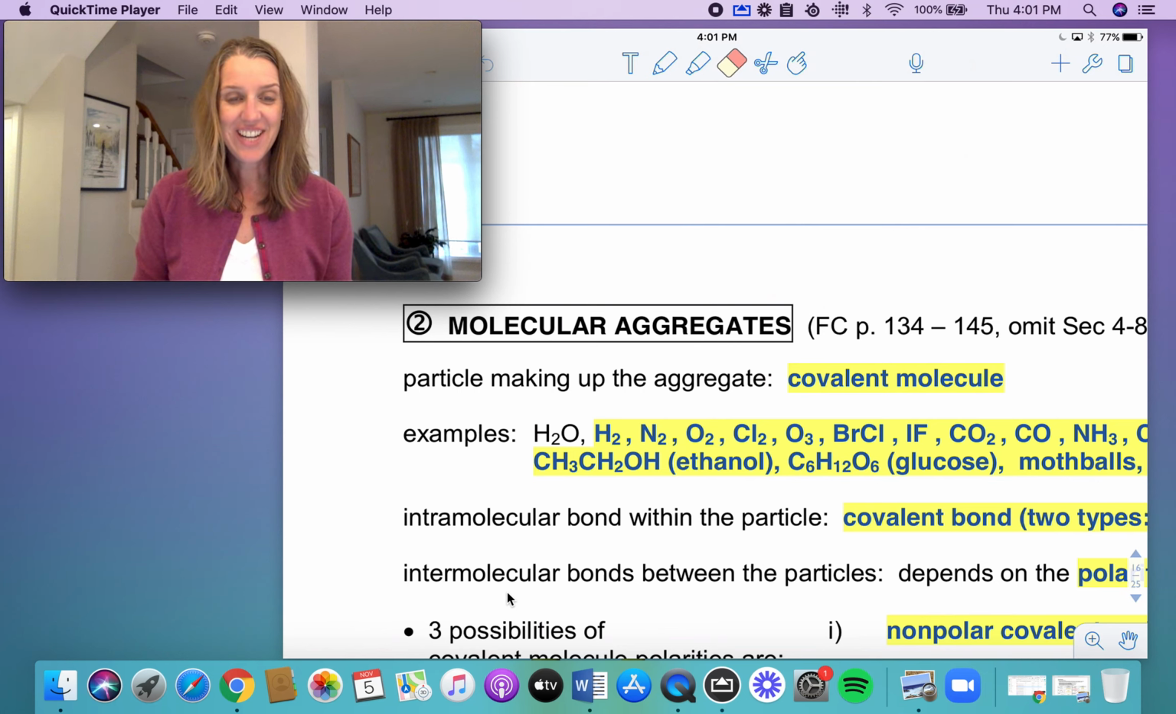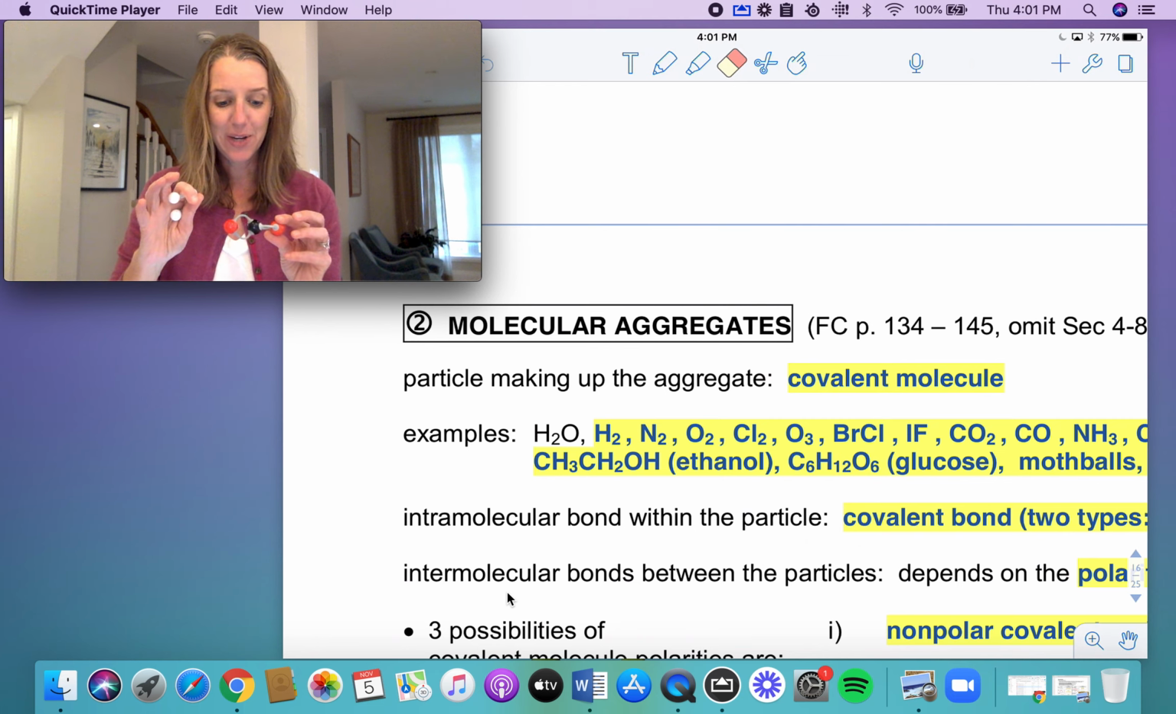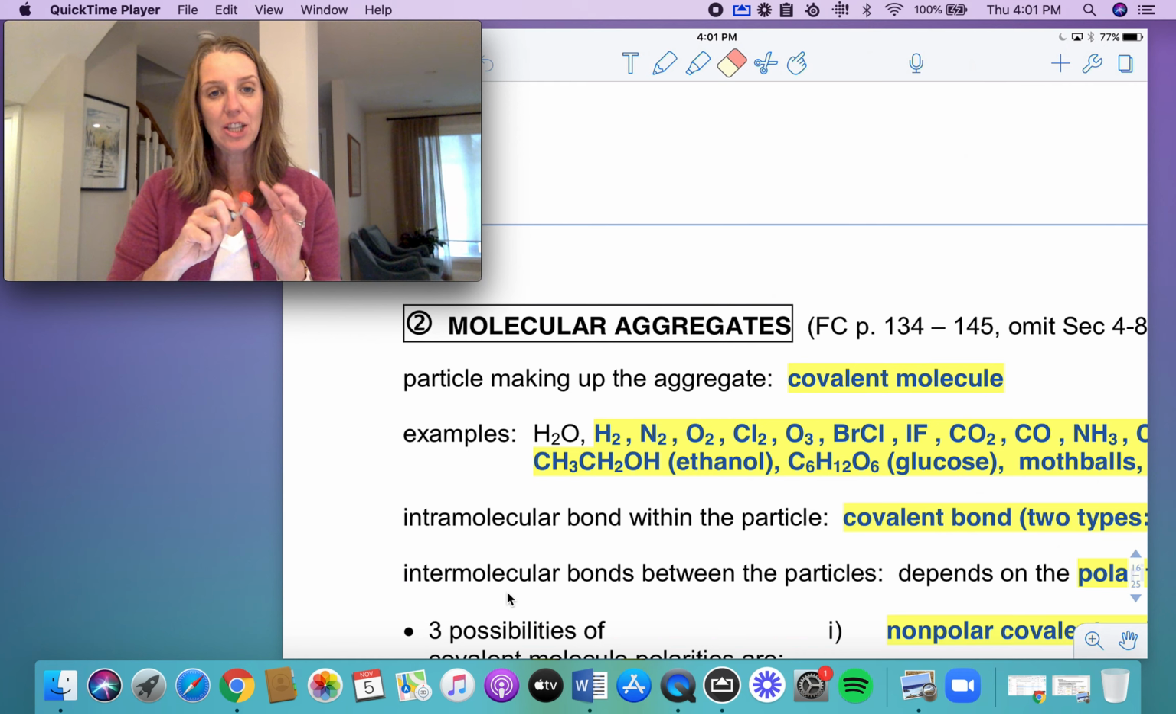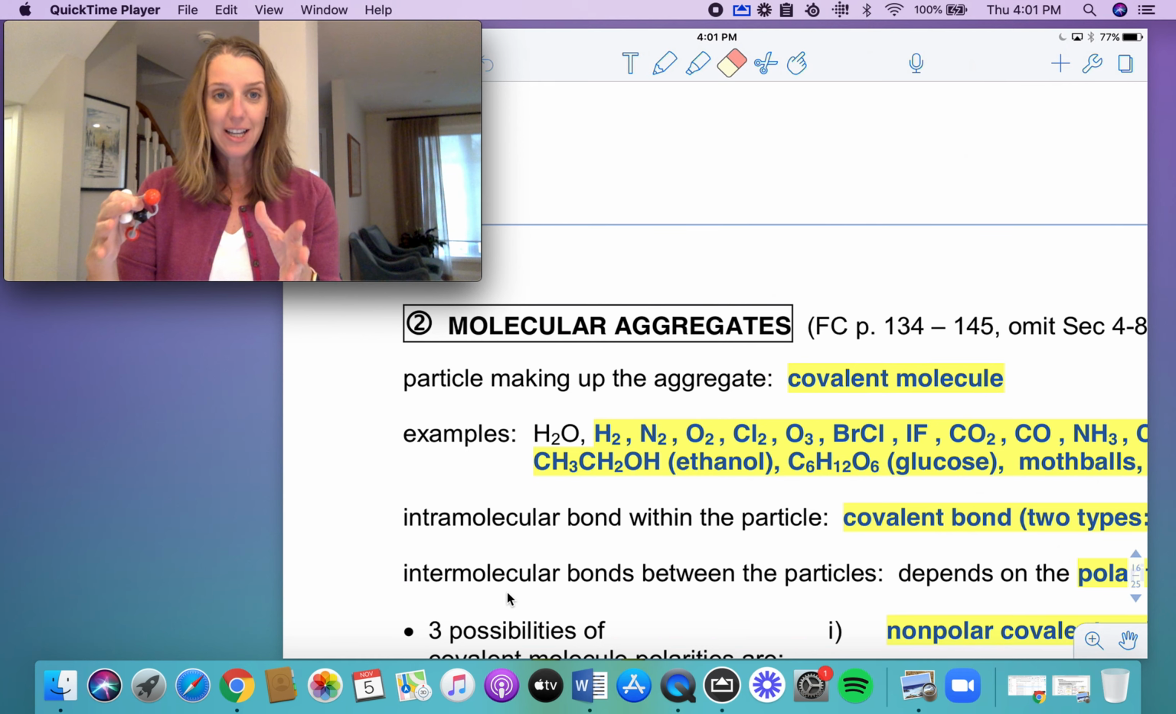Okay, hi grade 12s. What we're going to work on in this little video is our molecular aggregates. This is where we're looking at our molecules, and we can look at our molecule kits and build a whole bunch of different types of molecules, okay? And then remember, we're going to be looking at this group of molecular aggregates, and then we're going to talk about the physical and chemical properties that they have.